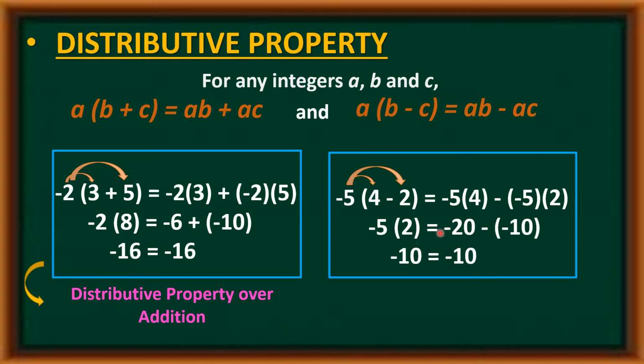Then, on the right side of the equation, nung nag-distribute na tayo, let's answer. So, we have negative 5 times 4 is equal to negative 20. Bring down the minus sign. Then, negative 5 times 2, we have negative 10. So, we have negative 20 minus negative 10 is also negative 10. So, the distributive property over subtraction is true.